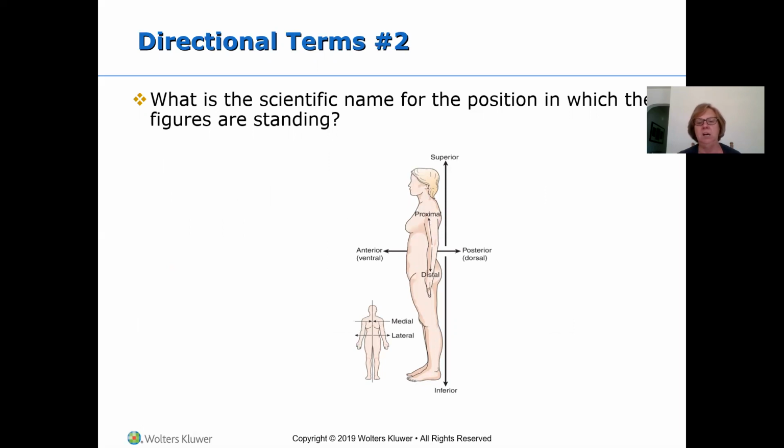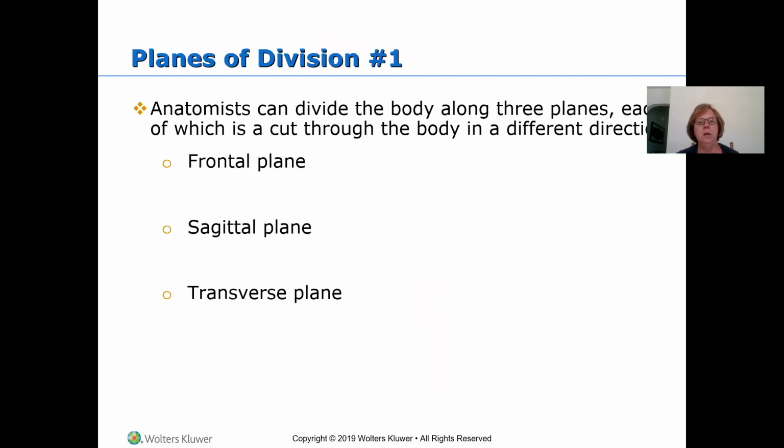Now, if you look at this individual, they are saying for the arm, proximal is closer to, and distal is further away. Posterior is towards the back, which is also known as dorsal, and then the ventral is towards the front, which is the anterior. Medial is along the midline, and then lateral is towards the sides.